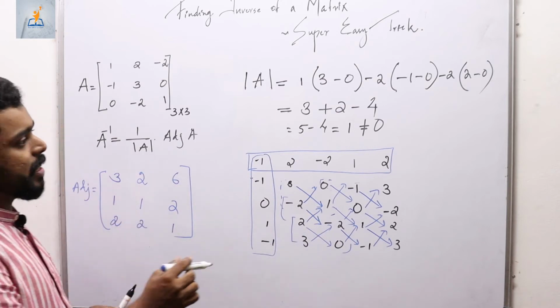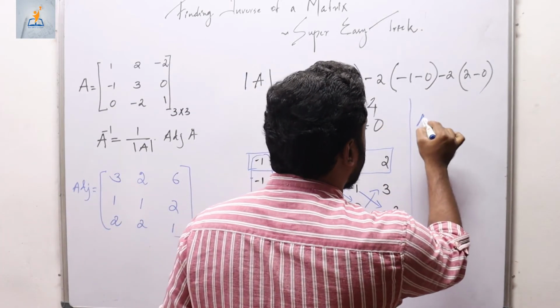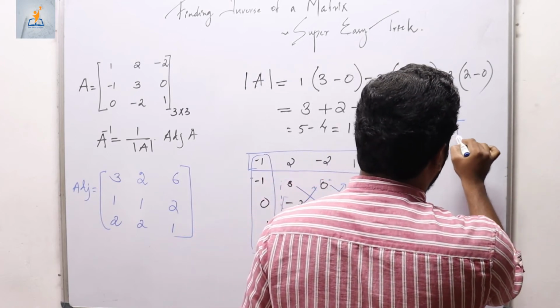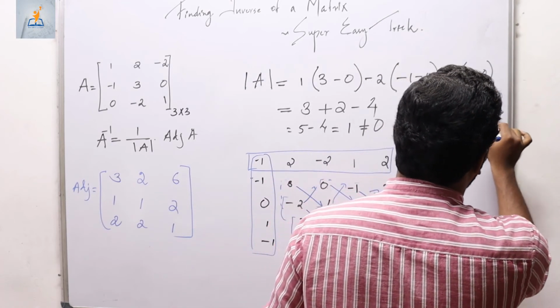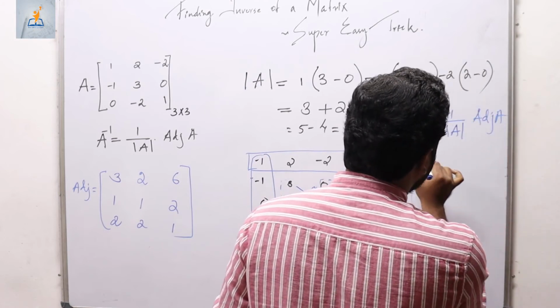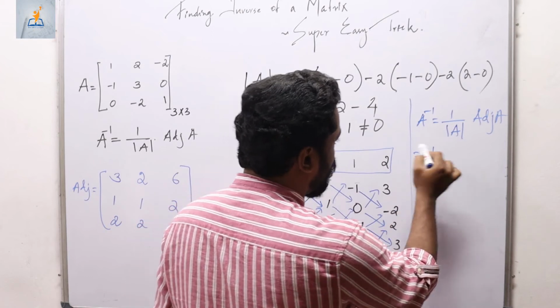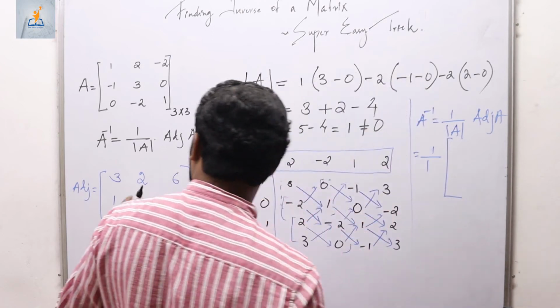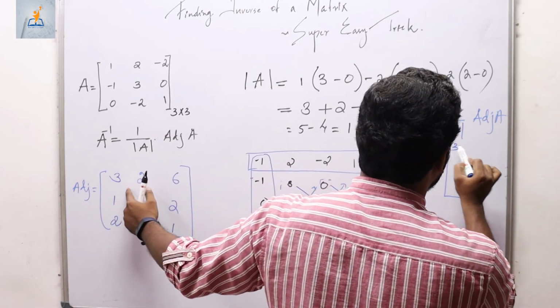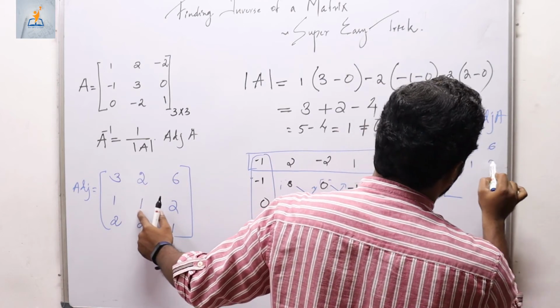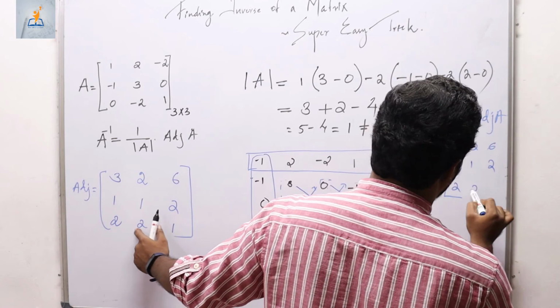And then the inverse of the matrix is given by, we know that the inverse of the matrix is given by 1 by determinant of A into adjoint of A. And it is equal to 1 by 1. Here the determinant is equal to 1, so it is 1 by 1 into the adjoint of A, which is given by this matrix. So it is nothing but 3, 2, 6, 1, 1, 2, and at the last 2, 2, 1.